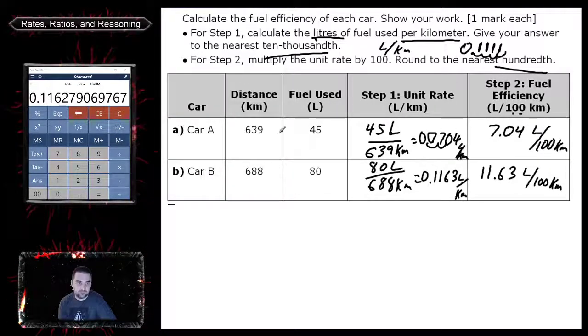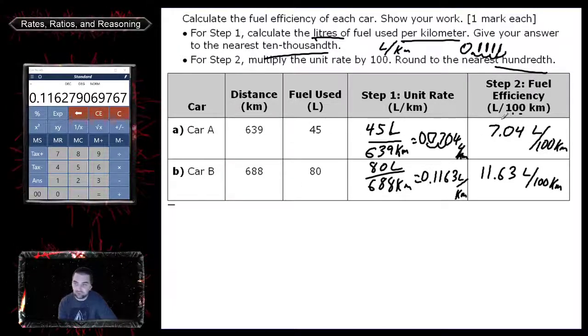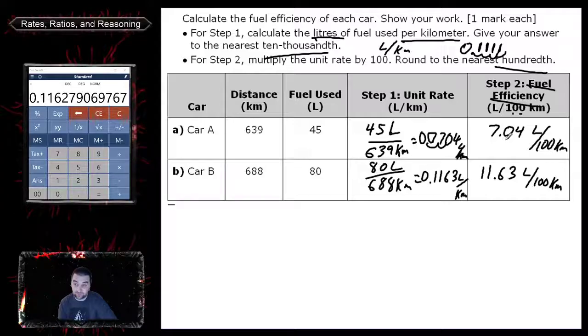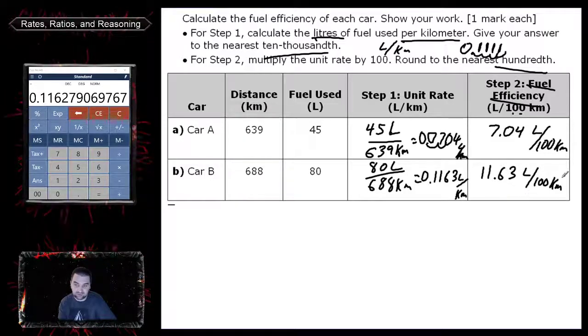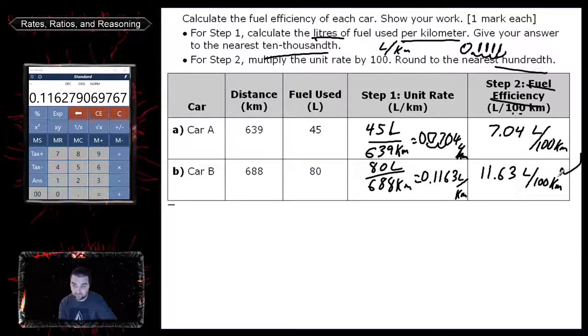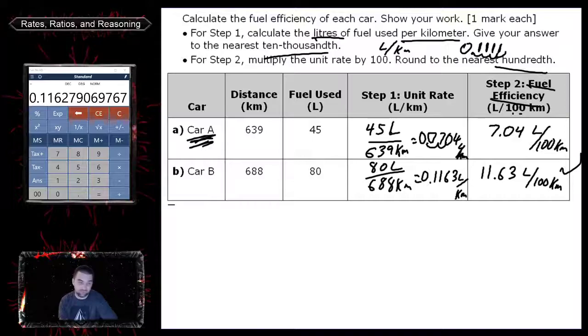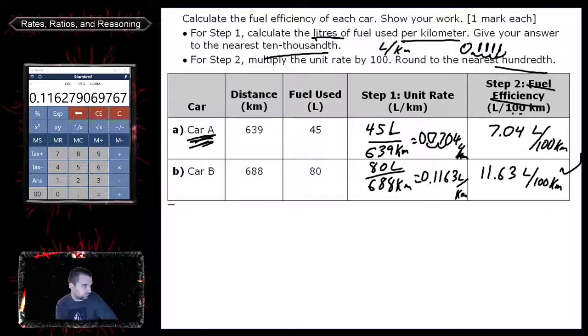It didn't really tell you what to do here, but I think the point is to try to figure out which one has better fuel efficiency. If I'm using 7.04 liters for every 100 kilometers, this one's using 11.63. This one's guzzling that gas. The other one, 7.04, is using less gas for every 100 kilometers. So car A is superior with fuel efficiency. That is it. Oh, thank goodness.